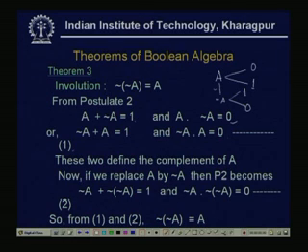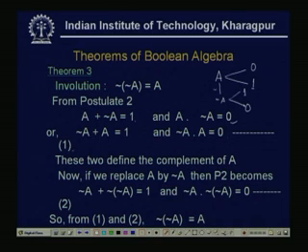Then what will be the postulate 2? Negation A plus A, now A is replaced by negation A, so negation A plus negation of negation A equal to 1. And here the dot, A is replaced by negation A, so negation A dot negation of negation A equal to 0. I mark this as equation 2.